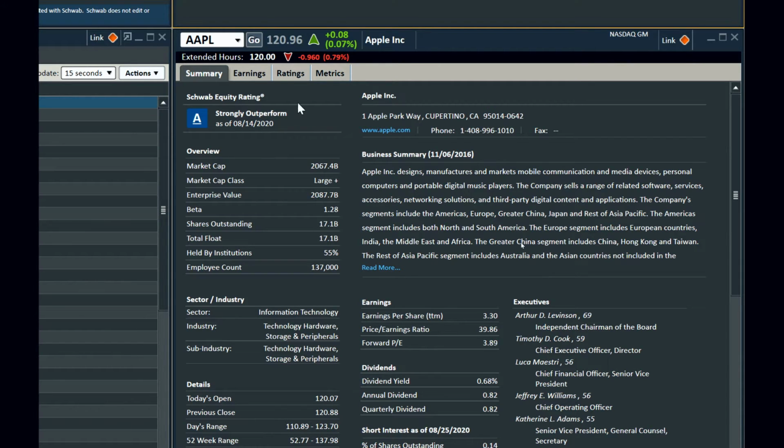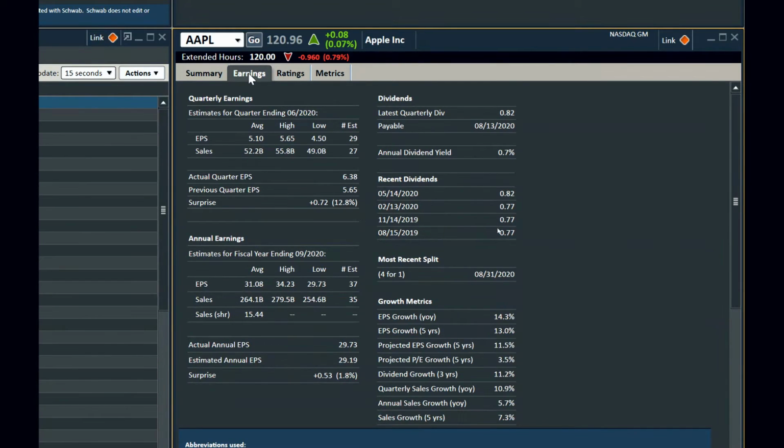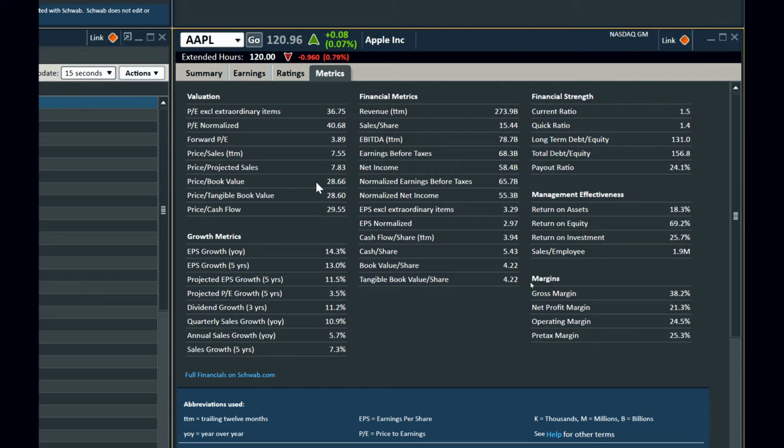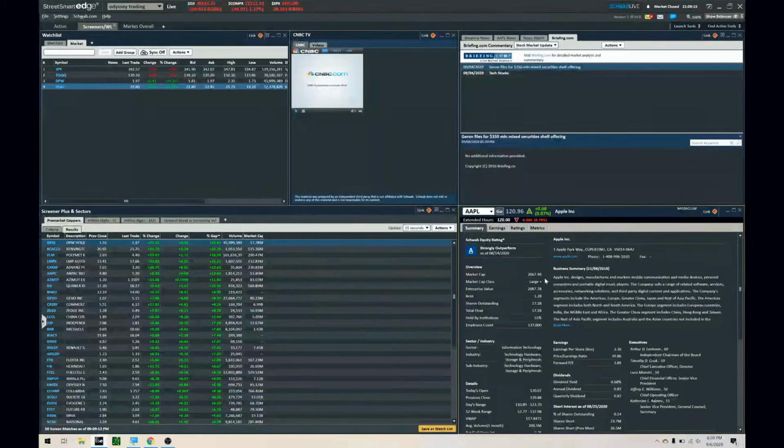But if you're doing fundamental analysis as well, this is also very powerful for you guys. You can see anything from earnings, ratings, metrics. I don't typically use all of this information because I am a day trader, so I usually work off technical indicators and price action. But for some of you out there, you're just interested and you want to identify what that information is. So, that's available to you.